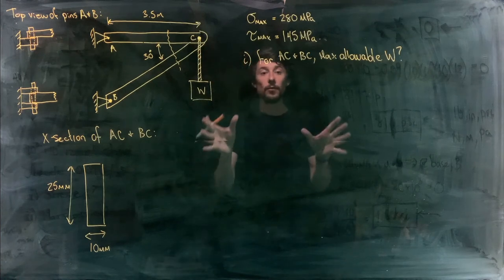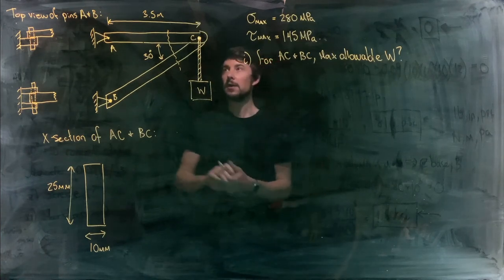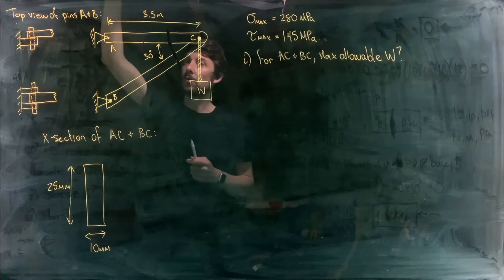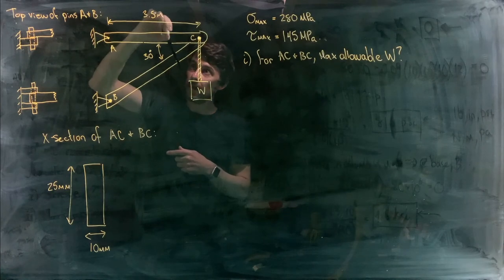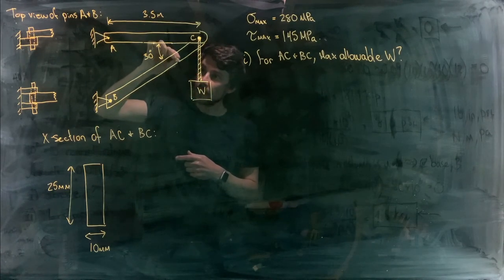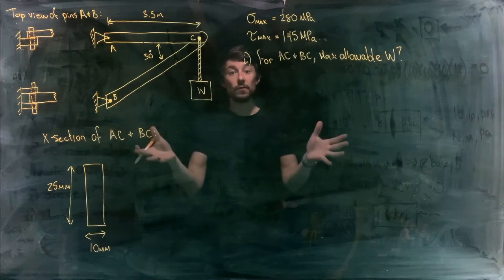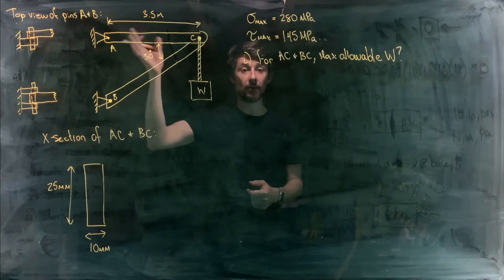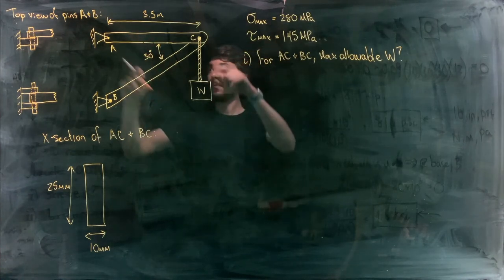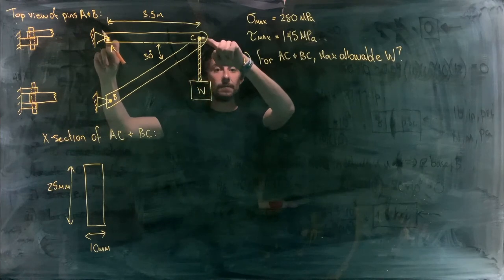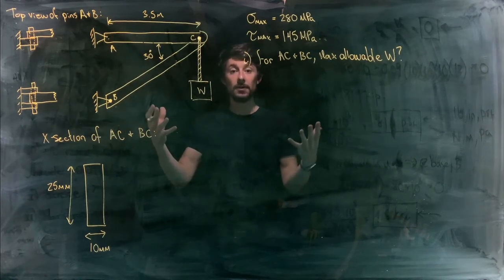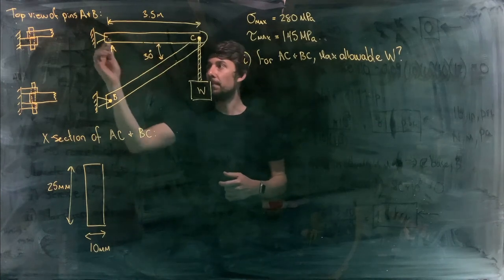It's helpful here if right away you can recognize, based on the loading situation, that both AC and BC are two force members, which means that the force they carry has to be parallel to their length. Two force members are members that just have forces at the support points at either end and no other force along their length, if we neglect the weight of the components themselves.